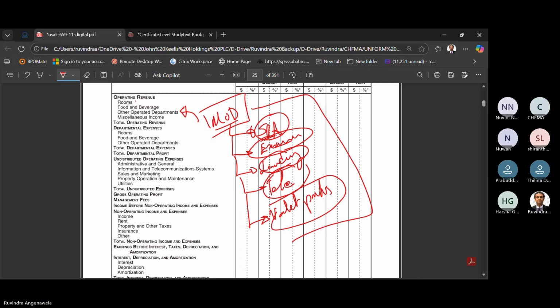Okay. Then we have miscellaneous income as well. Those are minor incomes that are generated from other activities of the business. We'll look at it in detail as we go further on. I'm not going to harp on it too much. And then we have the total operating revenue. So this part is the revenue part of the P&L that we are looking at. Revenue, right?